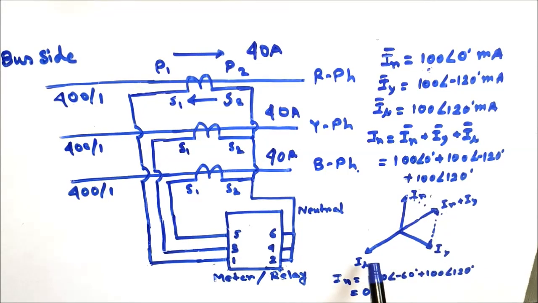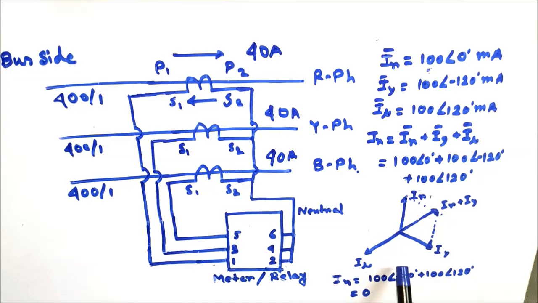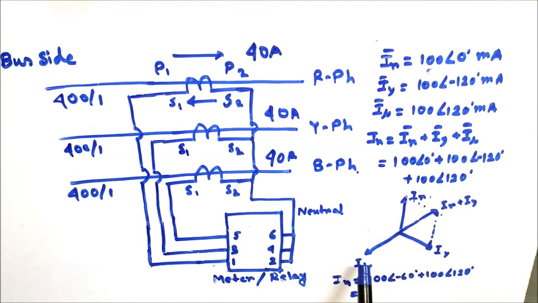Again, the sum of IY plus IB is equal in magnitude to IR but opposite in phasor to IR. Again, IR plus IB is the same magnitude as IY but opposite in phasor to IY, and that is why the sum of the three balanced currents is 0.